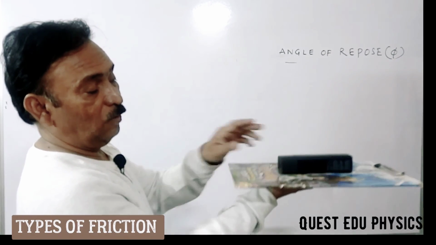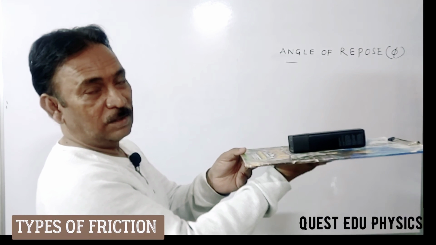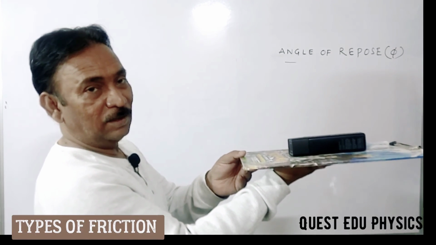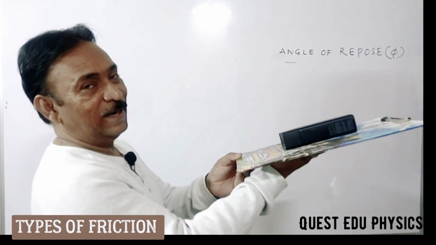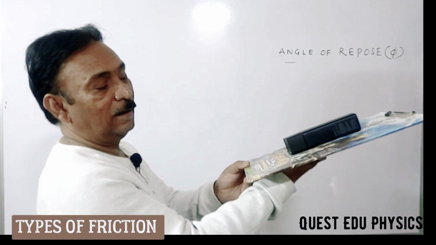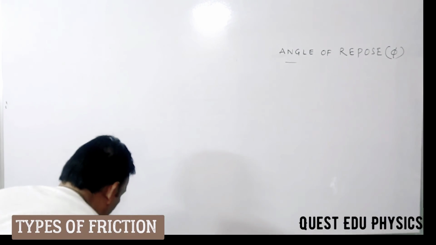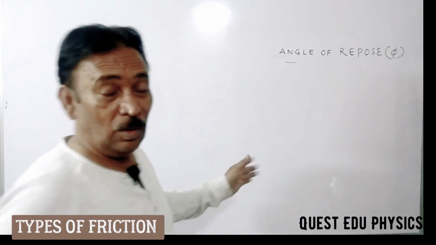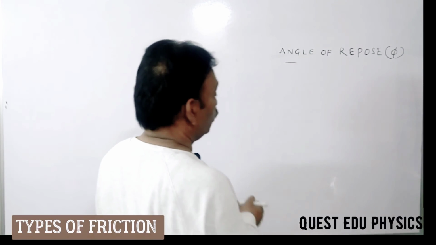See, once again I am showing the same. Here it is lying over the surface. No frictional force is acting. We are increasing the angle. See the pad. Then what happens? The body is moving. That angle where the body tends to move, and it moves, is the angle of repose.